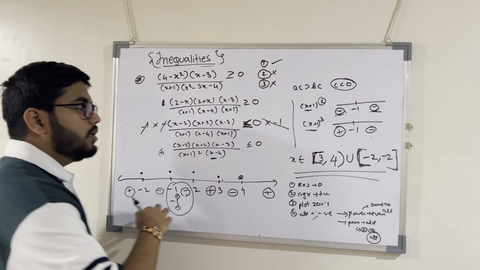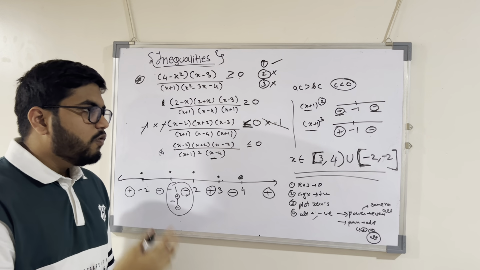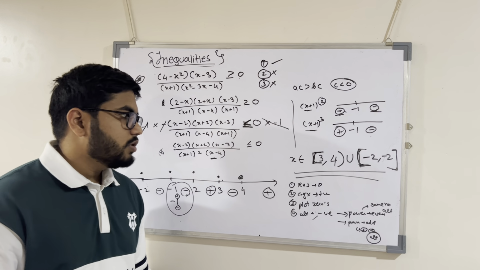So this is the generic Wavy Curve method. This is inequalities. So hopefully you'll get a feel, an intuition of this. You all can comment if you have any problems or doubts around it.